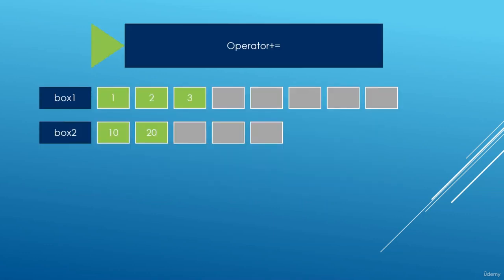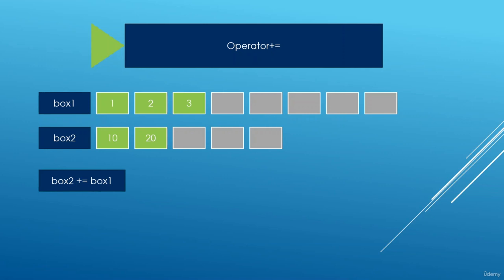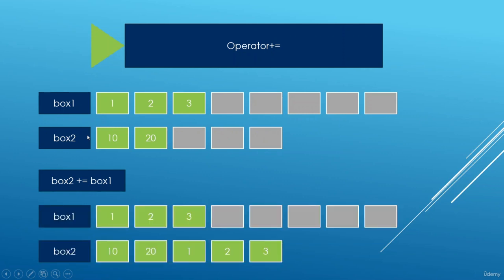So suppose we have two box objects as we have right here. We have box 1, which contains 1, 2, and 3, and box 2 contains 10 and 20. So what we could do is an operation like this and say box 2 plus equals box 1. What this would do is add box 1 to box 2, which means just taking the data from box 1 and adding that to box 2. So 1 could be here, 2 could be here, and 3 could be here. And the result of this is going to be stored back in box 2. So we are going to end up with something like this.